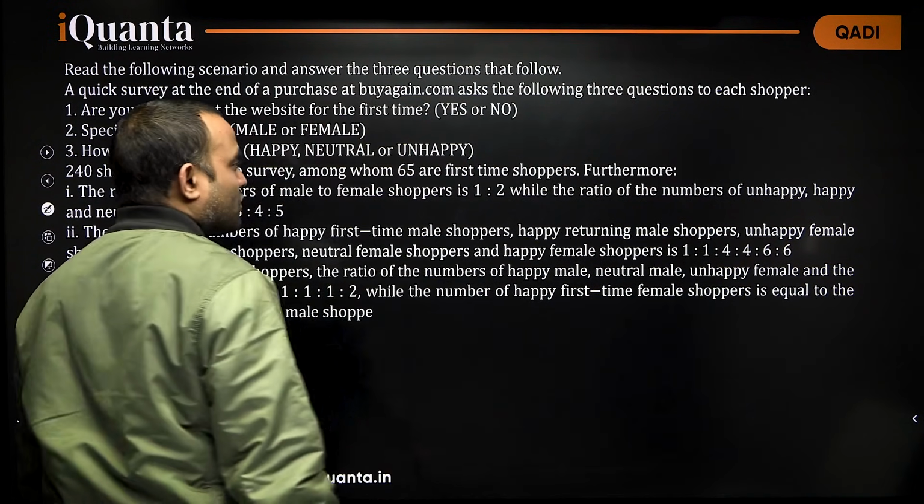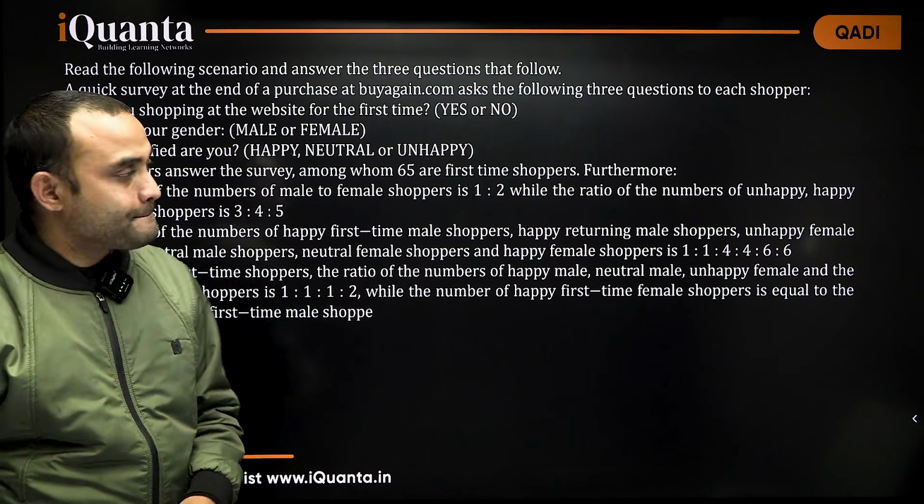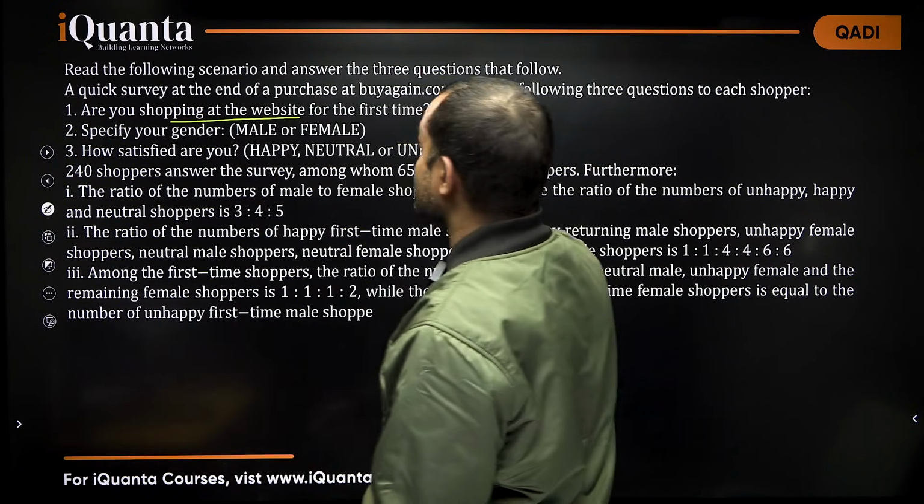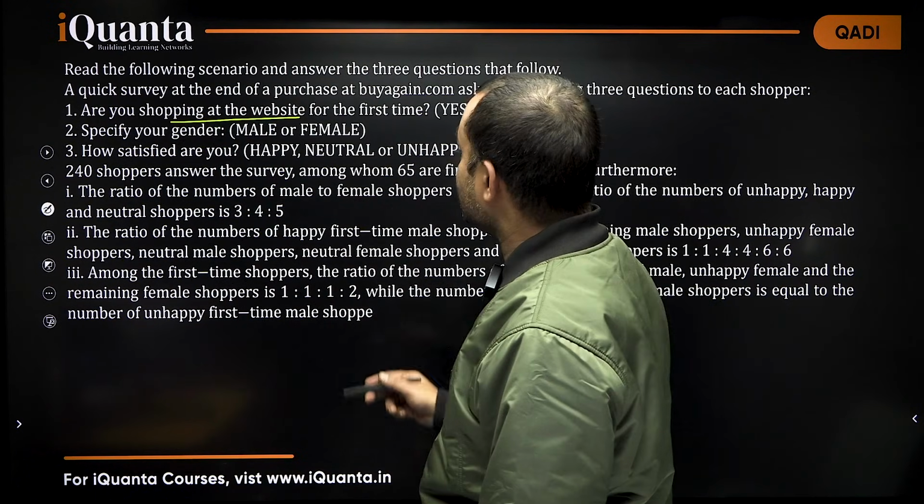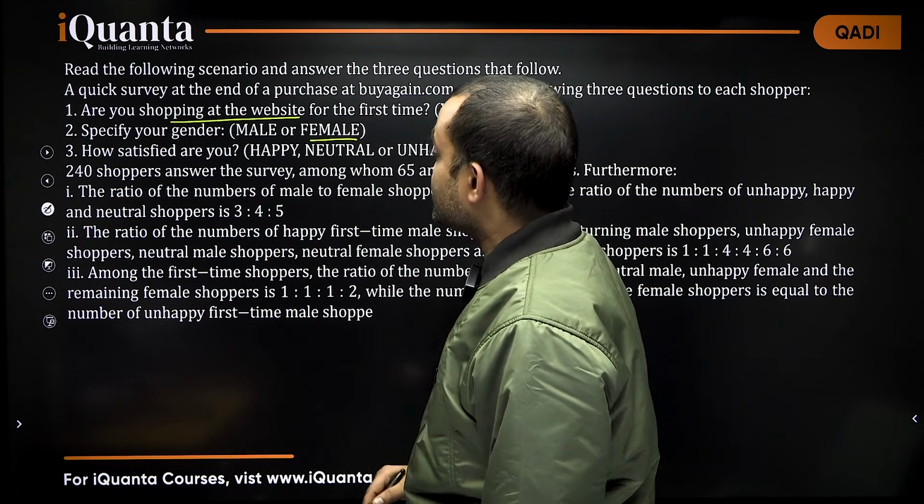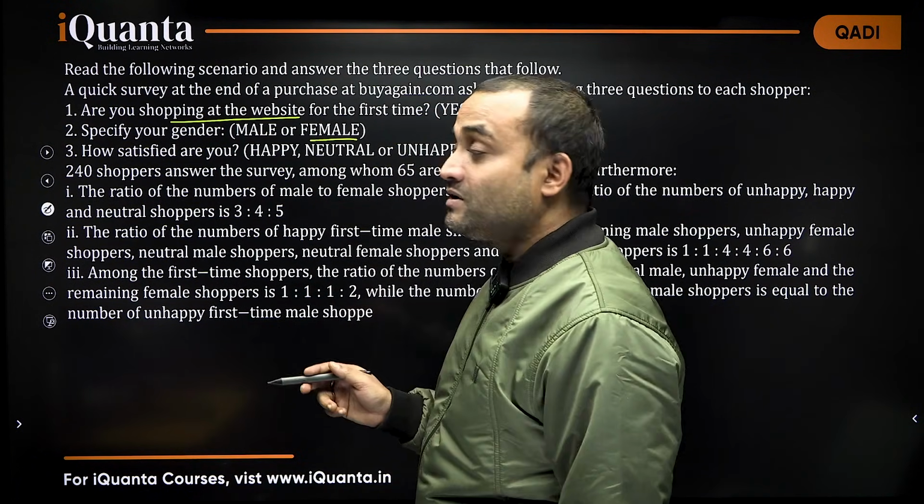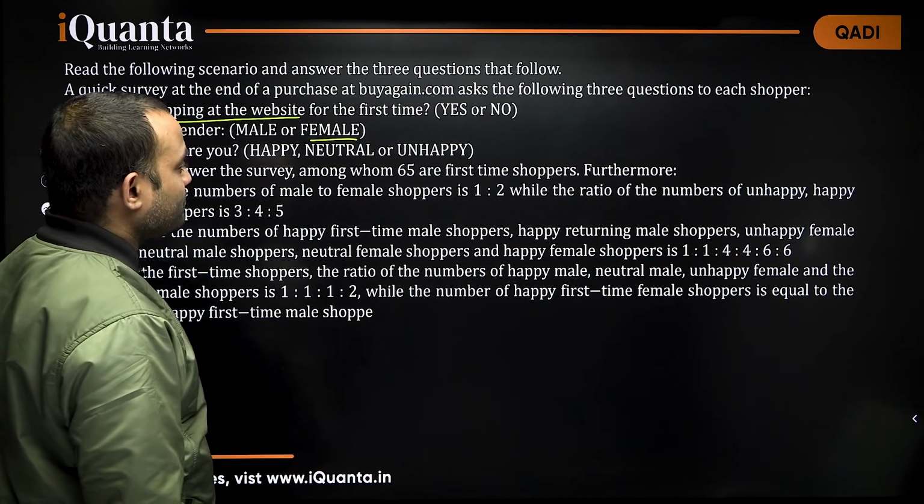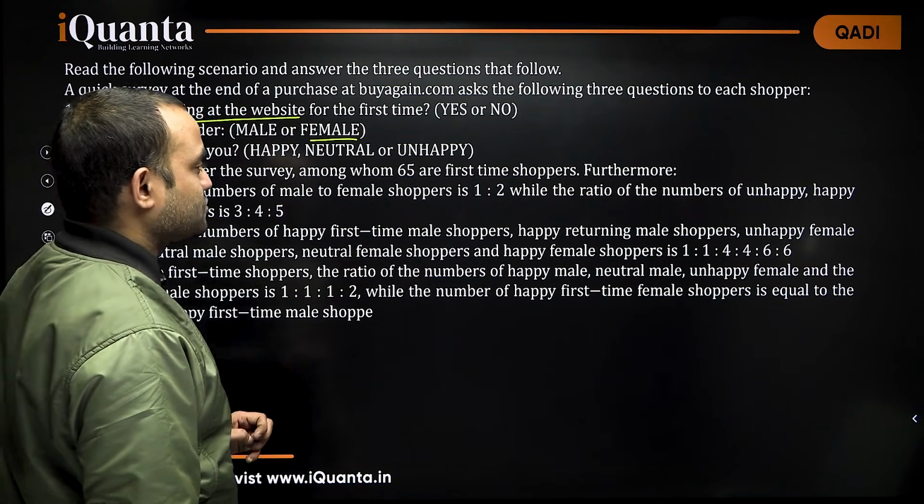A quick survey at the end of a purchase at buyagain.com asks the following 3 questions to each shopper. What are those questions? Are you shopping at the website for the first time? Yes or no? Specify your gender, male or female. How satisfied are you? Happy, neutral or unhappy? 240 shoppers answered the survey, among whom 65 are first time shoppers. So what do we have?